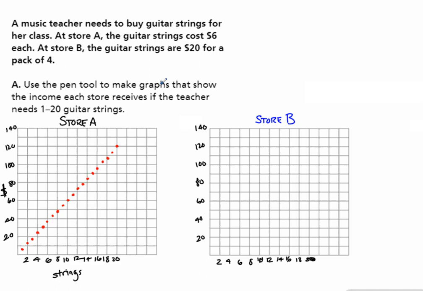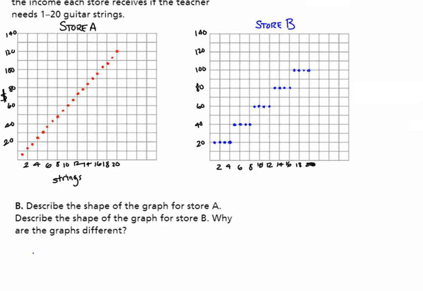Now, store B is the long running one. At store B, the guitar strings are $20 for a pack of 4. So no matter if you buy 1, 2, 3, or 4, you're spending $20. Then if you buy another pack, you're going to spend $20 more, so you jump up to the $40 range for 5, 6, 7, and 8. Then you do that again for another 20 for 9, 10, 11, and 12. And then another 20 for 13, 14, 15, 16. Another 20 for 17, 18, 19, and 20. Now that's a weird looking function, but it is a function.